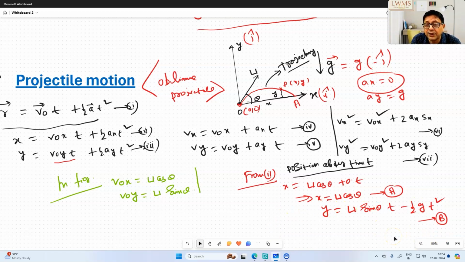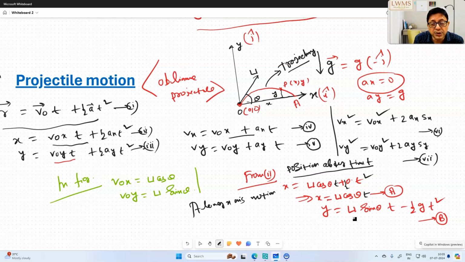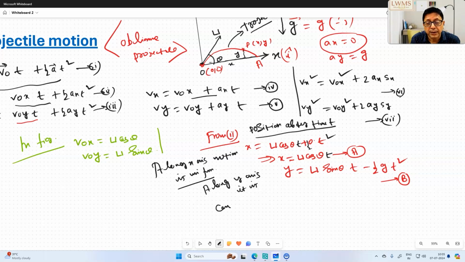So this x will be multiplied by t. I forgot to multiply by t. This is half 0 into t square. I have used this equation for the first one, not this one. So u cos theta t plus half 0 into t square, so this will be u cos theta into t. Motion along x-axis is not controlled by gravity. So this is the case of uniform motion. Along x-axis, motion is uniform. Along y-axis, it is controlled by g.